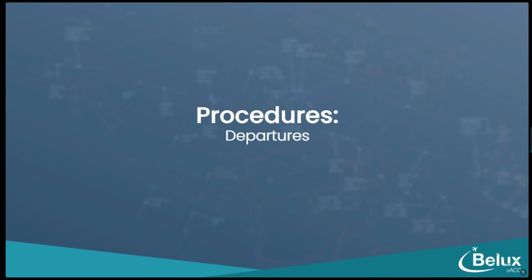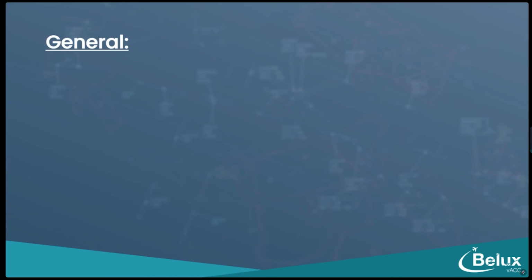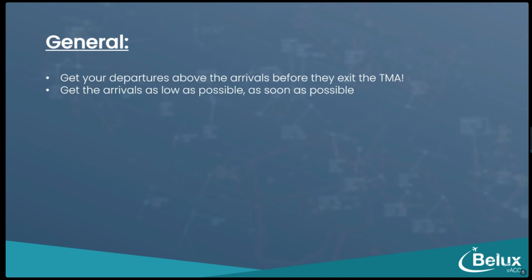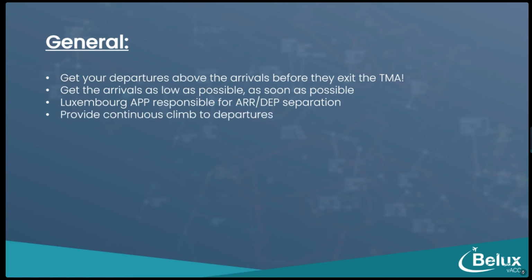So we'll go over to departures. Now departures can be a little bit more complicated. It's important that you have this right as well. So in general, as we said before, try to get your departures above the arrivals when they exit the TMA. Again, especially important for RAMs because you have a very, very small corridor that has to fit in all the traffic. Get your arrivals as low as possible, as soon as possible, again, mainly via RAMs. And then Luxembourg Approach is responsible for arrival and departure separation and for all the coordination with the neighboring controllers.